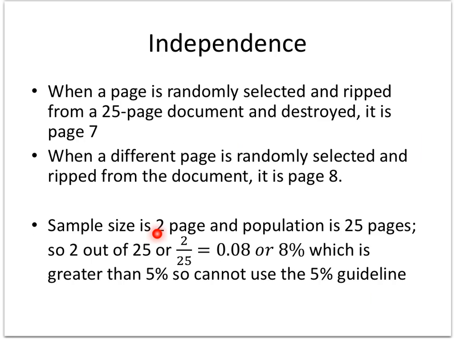Well, I could check this with that 5% guideline. I have 2 pages that are going to be ripped out of the entire population, which is 25 pages. And if I check this, this gives me 8%, which is greater than this 5%. So I can't use that guideline and just say it's independent. So I need to decide if these events are independent.